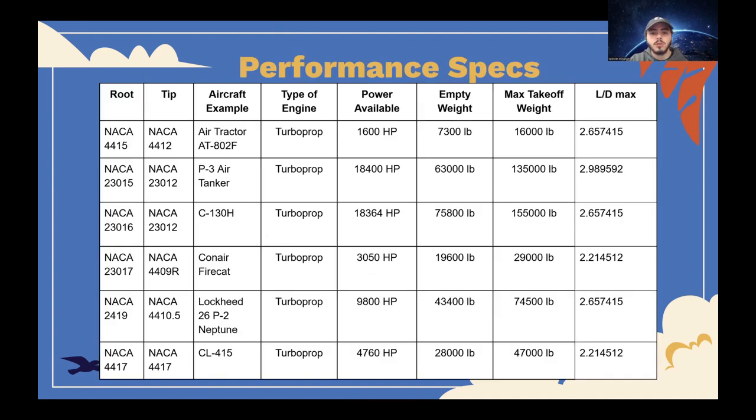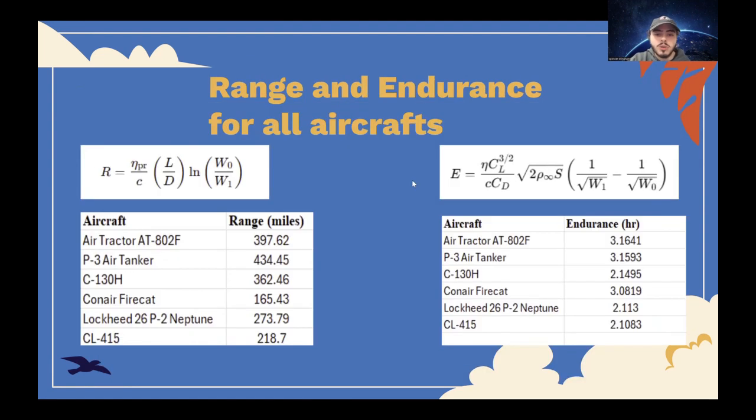And then these are the performance specs of all the different airfoils. They all have different root and tips of the wing. Then they are all turboprop engines. And then you have the power available, which is in horsepower, the empty weight and the max takeoff weight for each of the aircraft. And then lastly, we have the lift over drag max. So from there, we can use those numbers to find the range and endurance for all the aircraft.